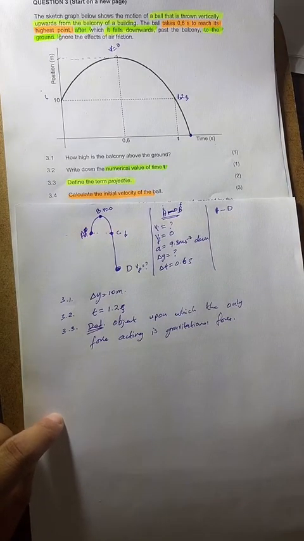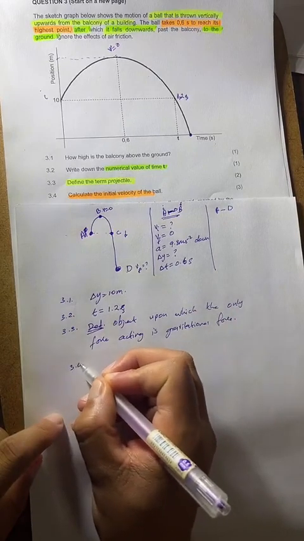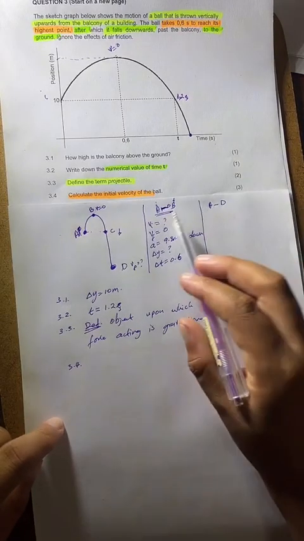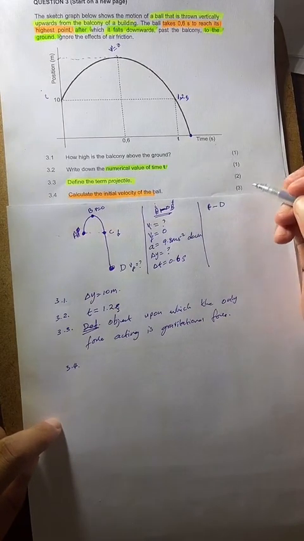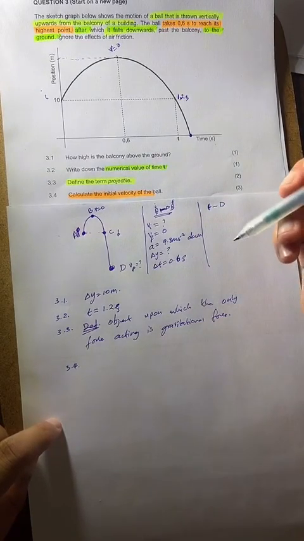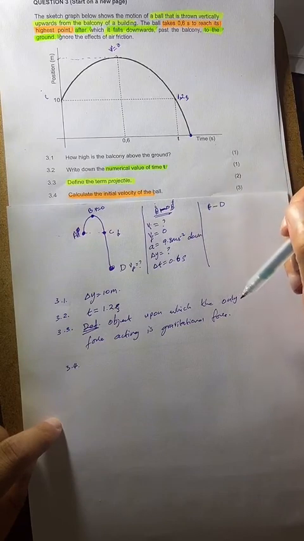Now let's try to solve this question. Question 3.4 says calculate the initial velocity of the ball. Between A and B, I think we have enough information because we have two unknowns, which is fine. So we're looking for initial velocity. Now the next thing we have to do is choose direction. Which direction do you choose as positive? Up positive or down positive?